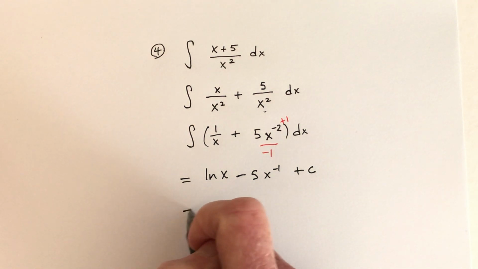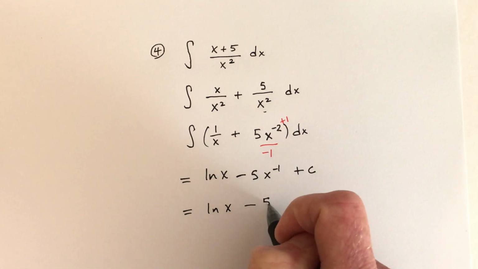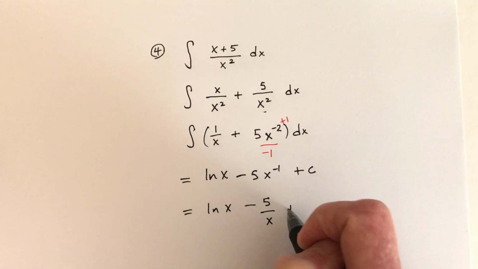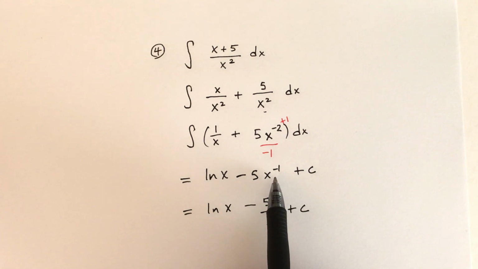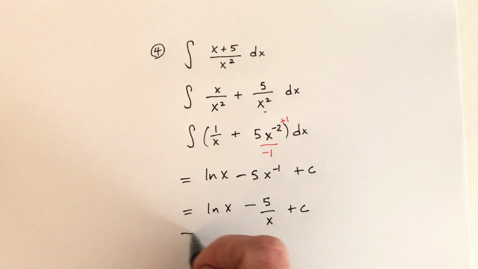Now technically it would be fine to leave it like that, but because I'm allergic to negative exponents, I'm going to rewrite it like this. And just not leave a negative exponent, just rewrite it as the negative 5 over x.